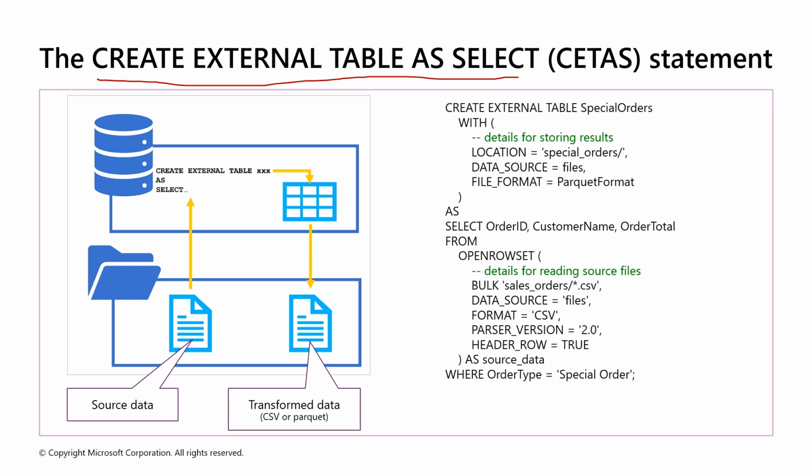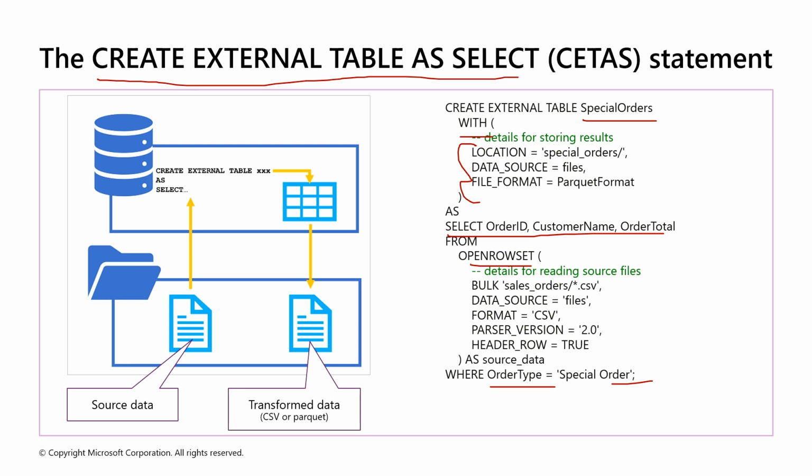You create an external table called special order, and with the help of the WITH clause, you are specifying the details for storing the result. And then you're selecting the particular column names that you want. And then with the help of the OPENROWSET function, you're defining the details from which the source files need to be read. And then you mention the order type as special order. So this query reads your source file, filters for special orders, and saves the results in a new Parquet file.